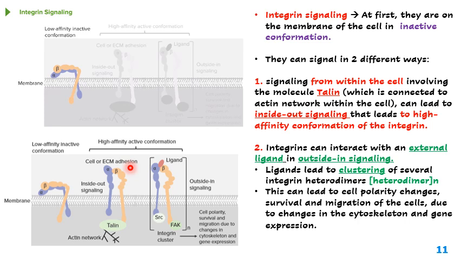So now they can be able to interact with something else that is outside of the cell. So we got a signal from the inside of the cell that is going to interact with something on the outside of the cell. So that is called your inside-out signaling, okay? All right. The other type of signaling that you can get is the outside-in signaling.